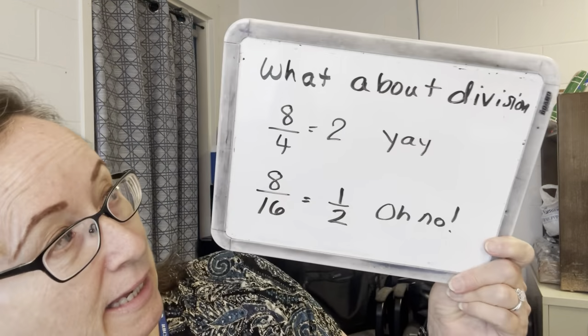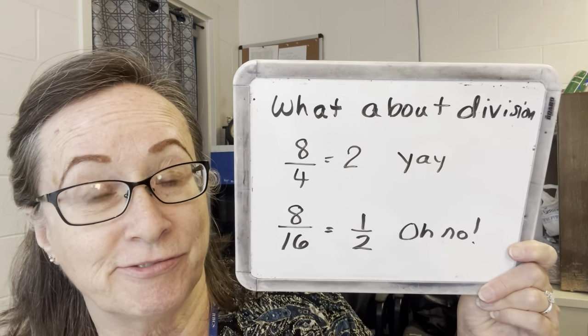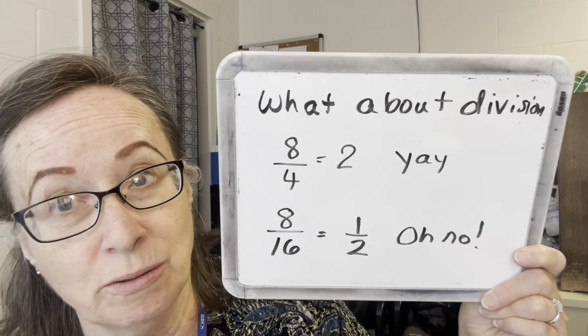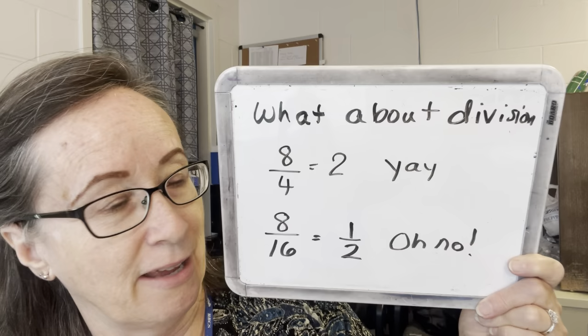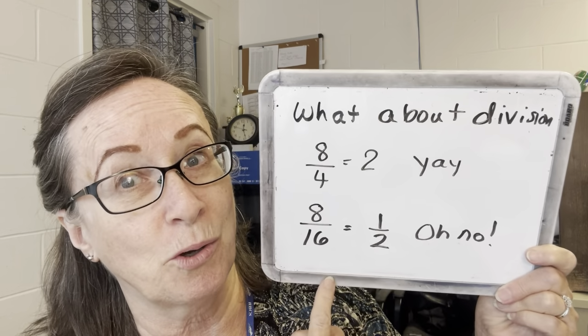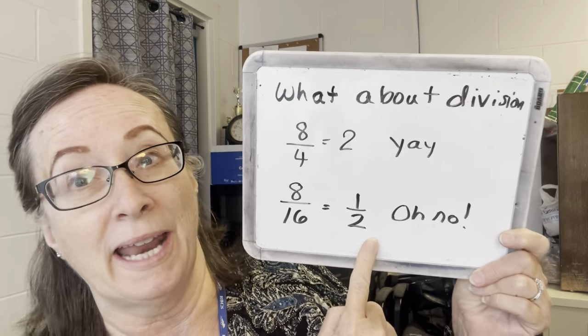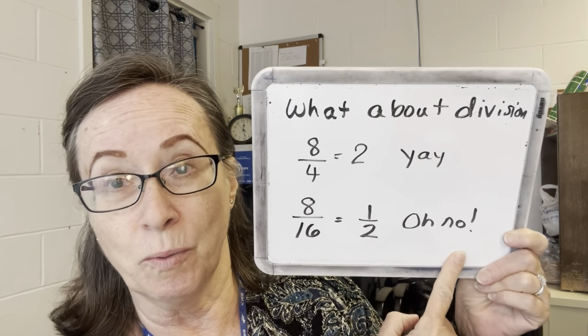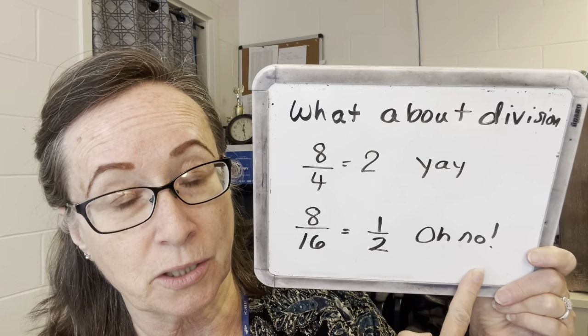What about division? If I say 8 divided by 4, I get 2, and 2 is a whole number. But if I say 8 divided by 16, both of those are whole numbers, but the result is 1/2. And oh no, 1/2 is not a whole number. So to sum up, the set of whole numbers is closed under addition and multiplication, but is not closed under subtraction and division.